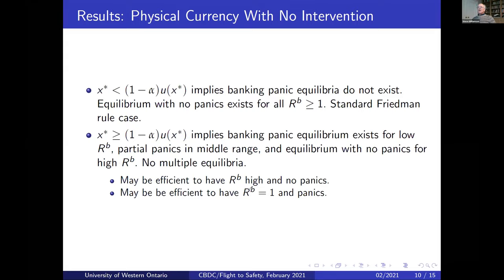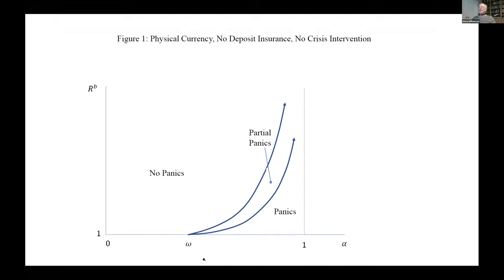Here's a picture of it. This is an example, a constant relative risk aversion example. Here's alpha, the probability that an individual bank fails given a failure event. And this is the nominal interest rate. There'll be this whole region here where you get no panics, you get panics down here, and you get partial panics in the middle.